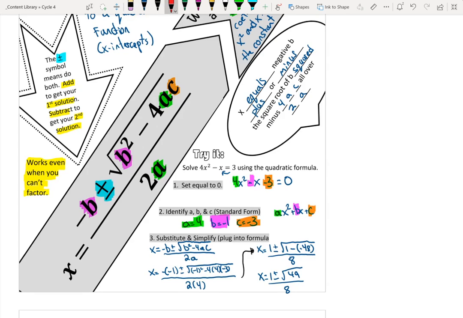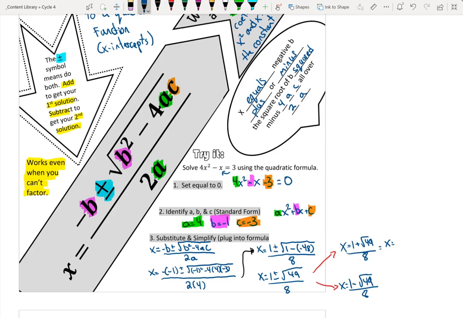So what I can do now is break it off into my two parts, right? This is where I have to do the plus and minus. The reason we're doing it now instead of way back in the beginning is because either way we would still get to the same part. So the plus minus really doesn't come into play until the end. So I have x equals 1 plus the square root of 49, all divided by 8, and x equals 1 minus the square root of 49 divided by 8.